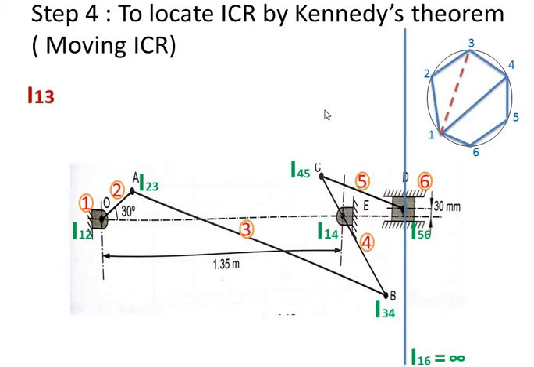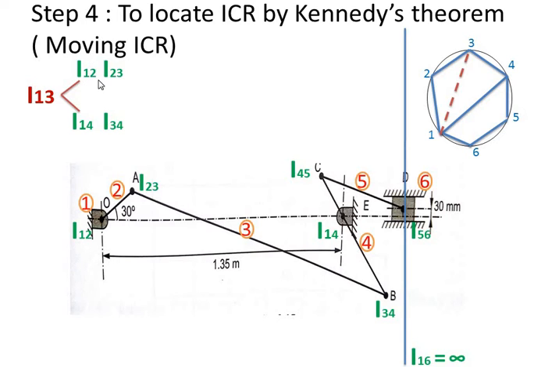So I13 will have two sides, 1, 2 and 2, 3. These are the sides of the triangle 1, 2, 3. And the second triangle is 1, 3, 4. So these are the sides I14 and I34. Here you can say that I13 is common for the triangle 1, 2, 2, 3, 1, 3 and 1, 4, 3, 4, 1, 3. Like this we have to write it.